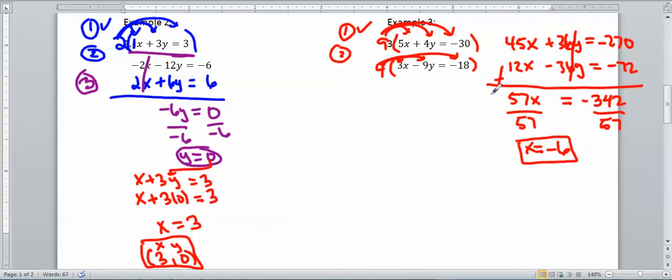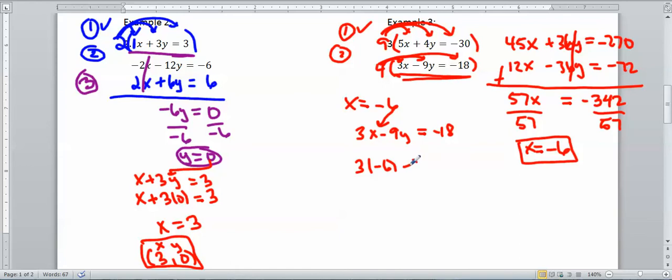So what you should have done from there was plug it back into a favorable equation. In this case, I'm going to choose the top or the bottom one. So I'm going to take that negative 6 and plug it into 3x minus 9y equals negative 18. Okay, so that gets rid of my x and allows me to solve for my y. So we've got 3 times negative 6, negative 18. If I multiply those two together, I get negative 18 minus 9y is equal to negative 18.